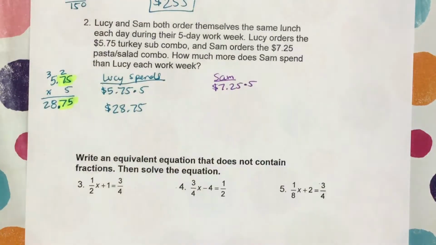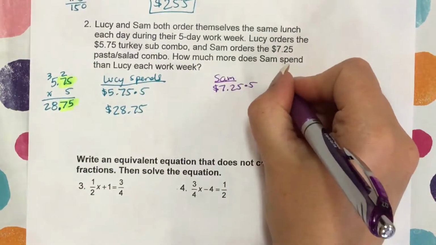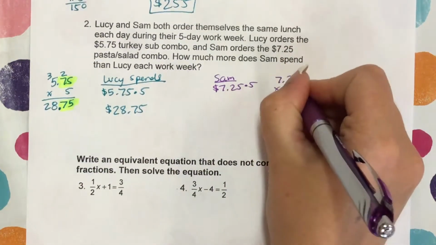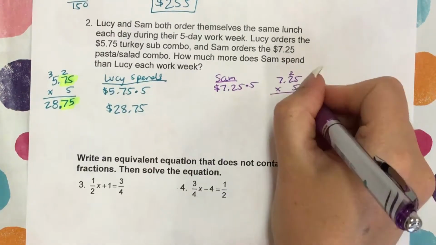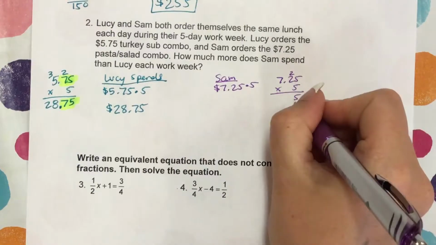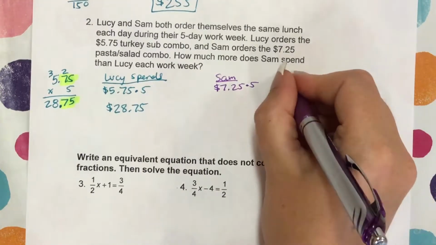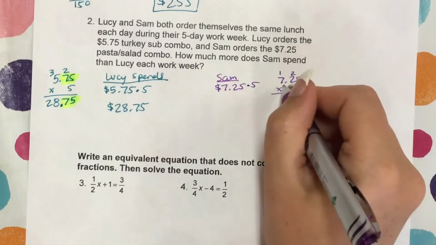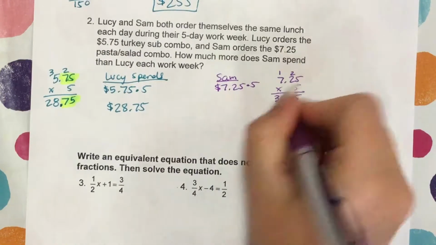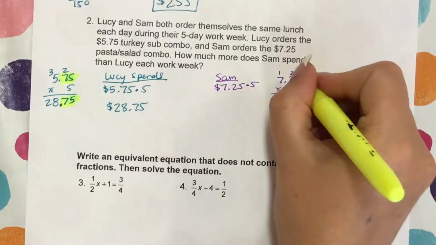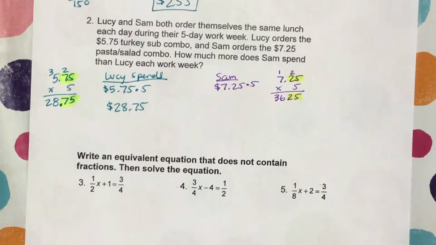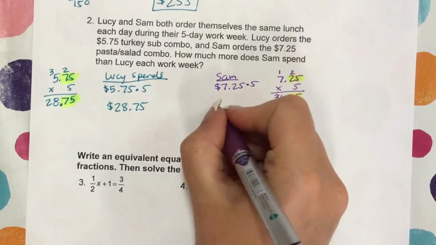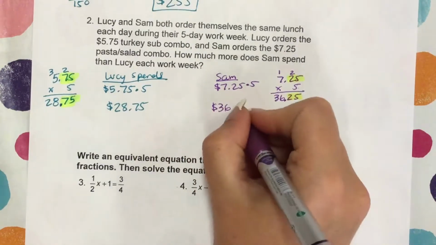Okay, now we have to figure out how much Sam spends. So I'm going to go 7.25 times 5. 5 times 5 is 25. Write the 5, carry the 2. 5 times 2 is 10, plus 2 would be 12. Write the 2, carry the 1. 5 times 7 is 35, plus 1 is 36. There's 2 decimal places here, which means there has to be 2 in my answer, which means Sam spends a total of $36.25.